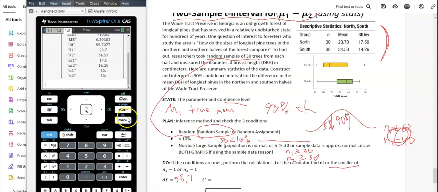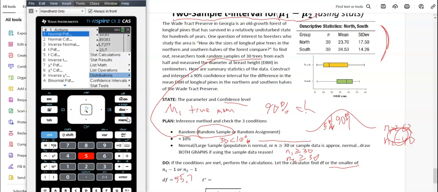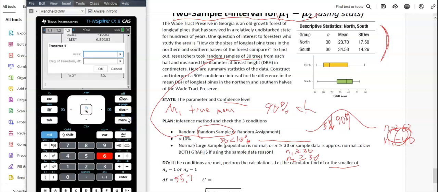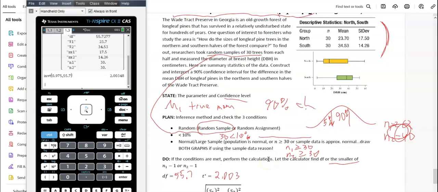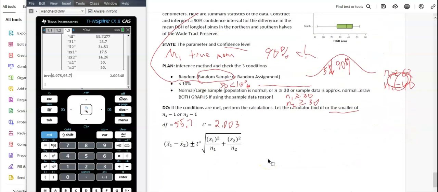So you would go to the menu, 656, I believe. Area is 0.975. And you're going to put the degrees of freedom we just found, 55.7 is what we found out it was. So you get a t-critical value of 2.003, or about 2 would be fine to say there. So that's the one. You do have to find that t-critical value by hand.